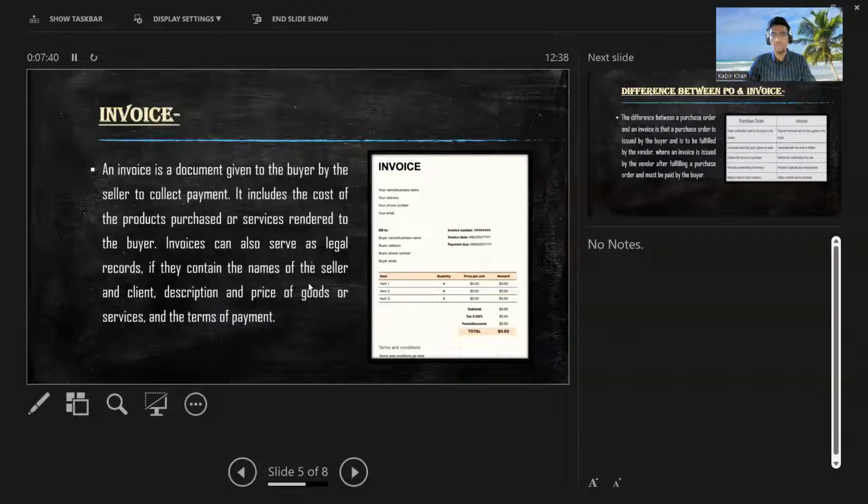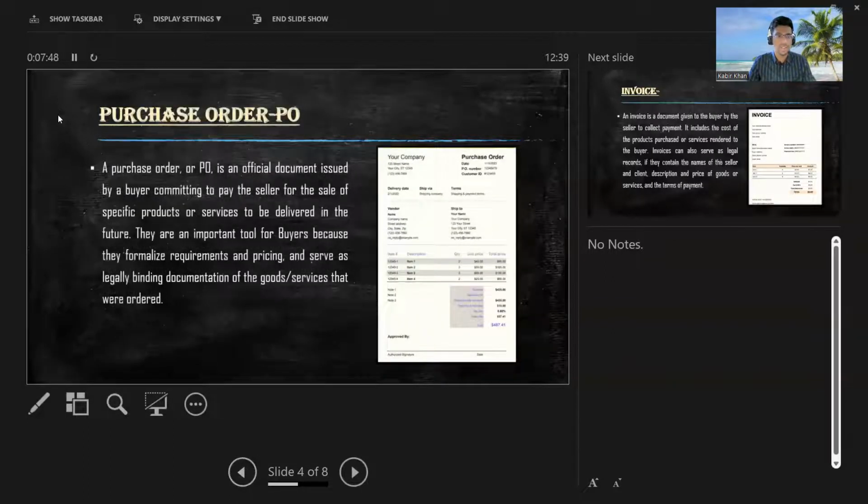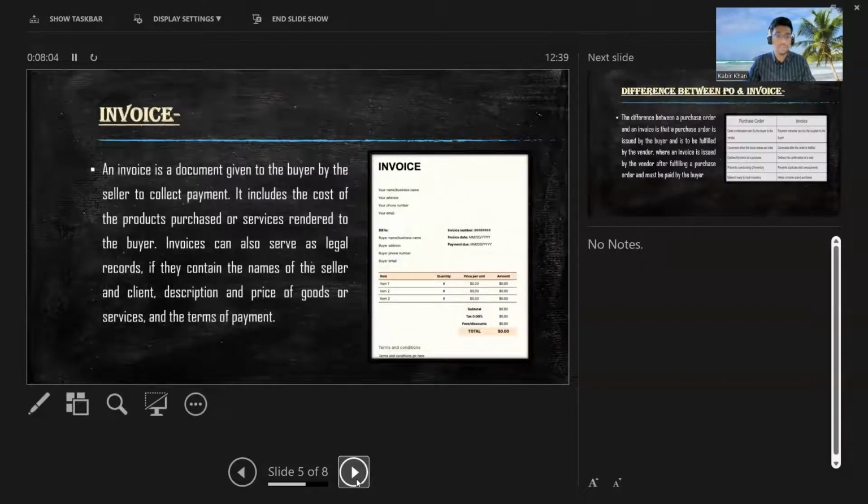I don't want to go into much detail on the purchase order, because here I just gave the overview and definition, but there are different types of purchase orders like the standard purchase order, the after-the-fact purchase order, and the blanket purchase order. I don't want to go into those details. For invoices also, we have different types like PO-based invoices and non-PO-based invoices. That we will discuss later.